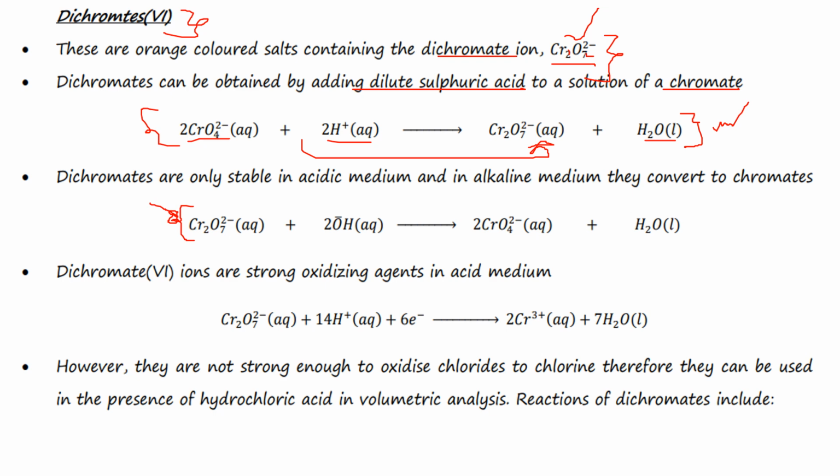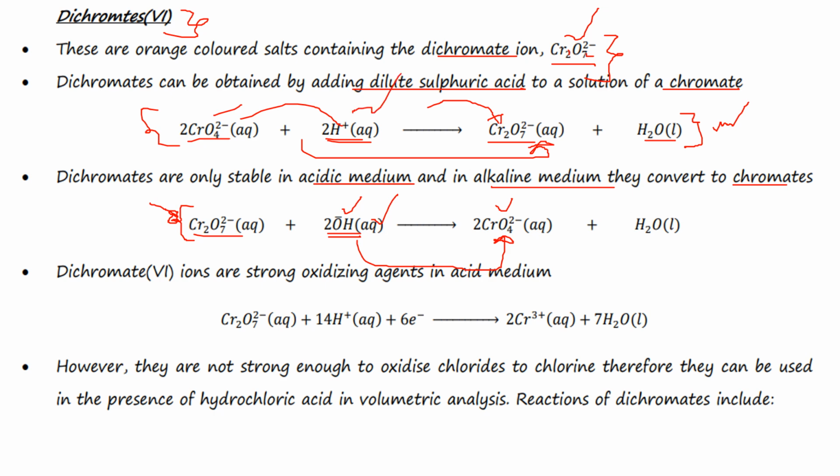So dichromates are only stable in acidic medium, and in alkaline medium they convert to chromates. Just like we have said that chromates are stable in alkaline medium, when you put them in acidic medium they convert to dichromates. Also, dichromates are only stable in acidic medium, so if you put them in alkaline medium, they are going to transit to an oxidation state which is stable in the alkaline medium, which is the chromate 6. So if you put a dichromate in an alkaline medium, it's going to isomerize to a chromate 6 ion, because it's the chromate 6 ion which is stable in this medium. And also, the chromate 6 isomerizes to the dichromate because it's the dichromate that is stable in the acidic medium.